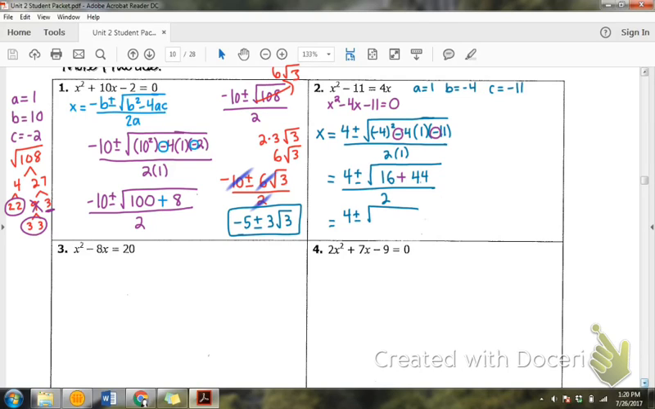16 plus 44 is what? 60. 60 over 2. Okay. So what do we do with the square root of 60? We're going to not square it. We're going to break it apart. We're going to factor it, simplify it.